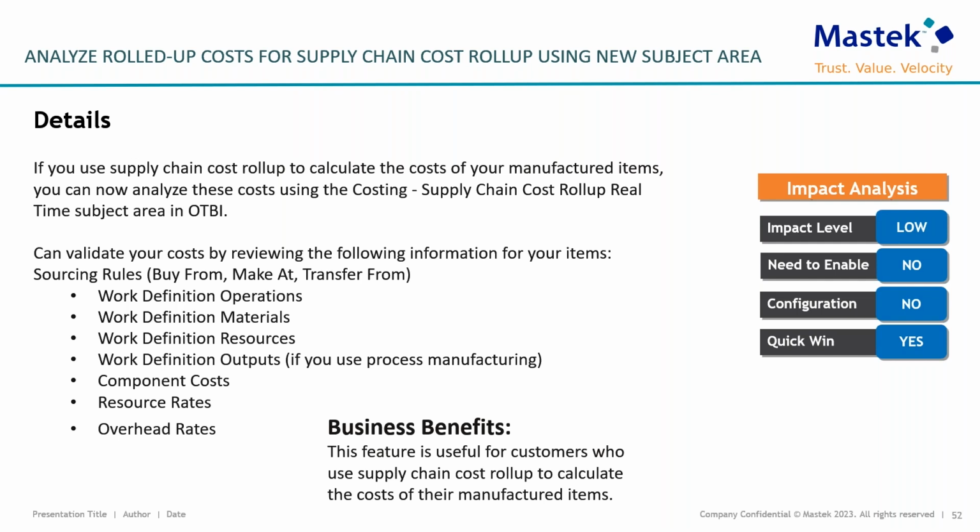reviewing our work definition operations, work definition materials, resources, and outputs, even the component cost, resource rate, and overhead rates. So the main business benefit for this feature is it will be very useful for customers who use the supply chain cost roll up to calculate the cost of their manufactured items.